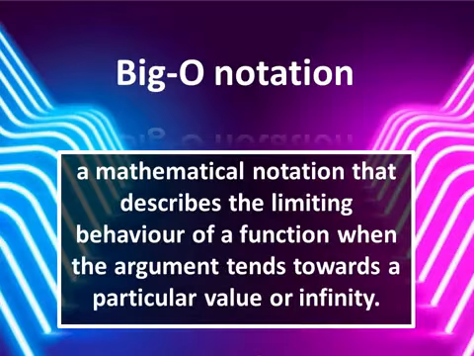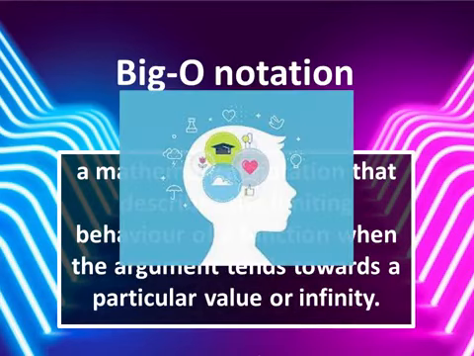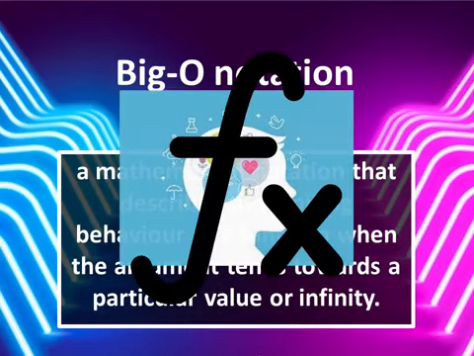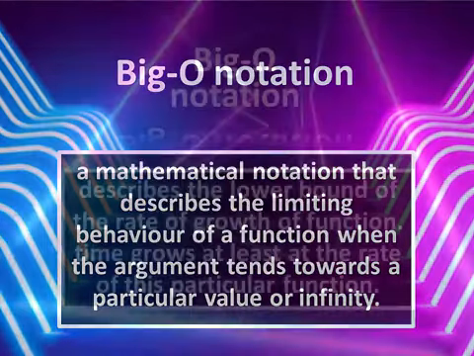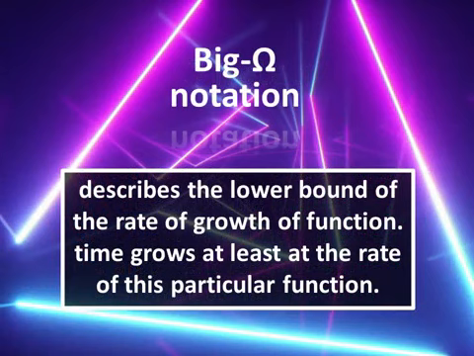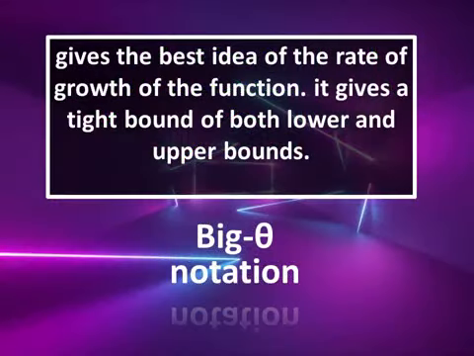Big O notation is a mathematical notation that describes the limiting behavior of a function when the argument tends towards a particular value or infinity. The big omega notation describes the lower bound of the rate of growth of a function. Time grows at least at the rate of this particular function. The big theta notation gives the best idea of the rate of growth of the function. It gives a tight bound, both lower and upper.